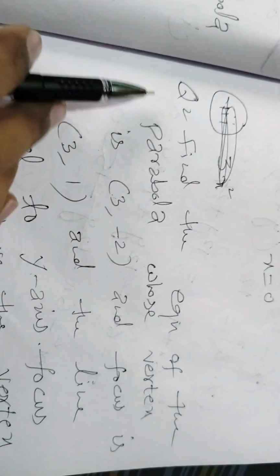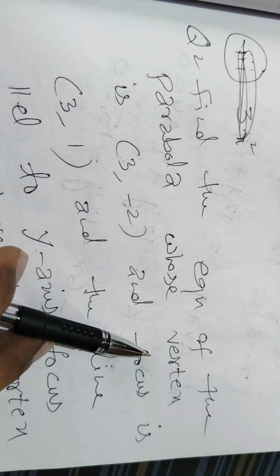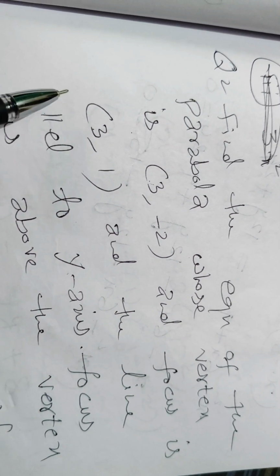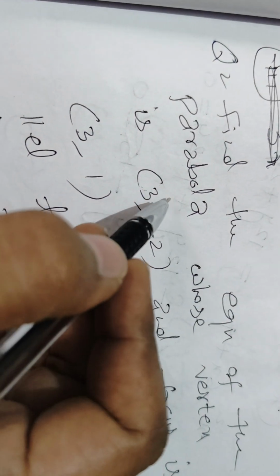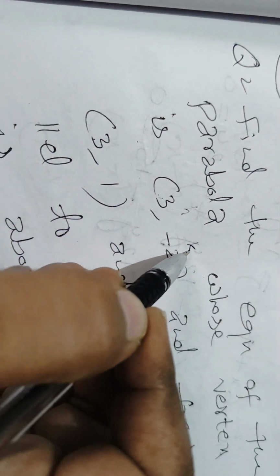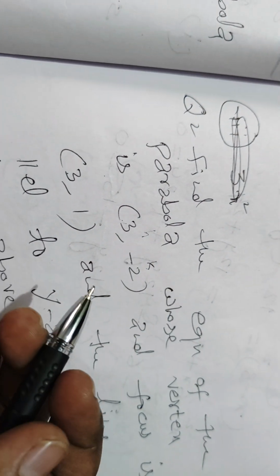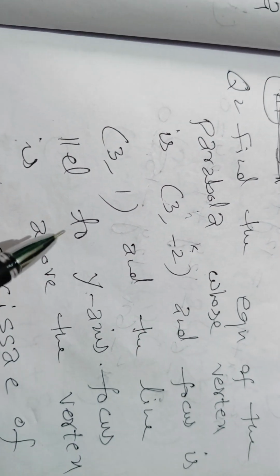Next question. Here we have to find the equation of the parabola whose vertex is (3, -2) and the focus is (3, 1). Vertex means it is (h, k). What will be the focus here? It is in the form (a + h, k).